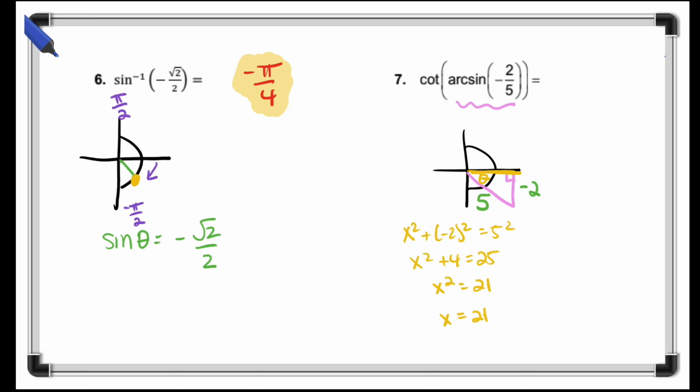So x equals the square root of 21. Now that you have this triangle, I'm going to evaluate the second function on the outside with the triangle that I found, with its sides all filled in. So if I look at that triangle here, I'm looking at cotangent, which is adjacent over opposite, which gets me the square root of 21 over 2.